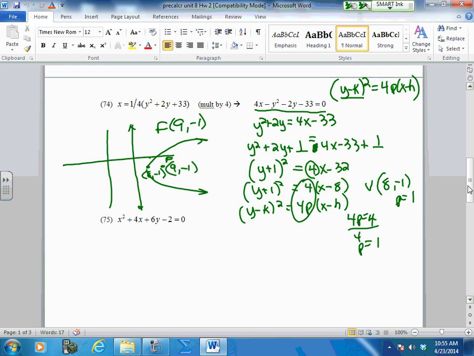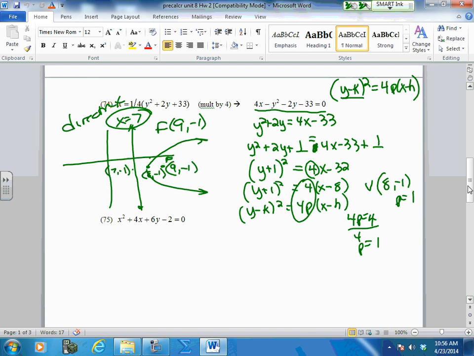Now, I got to move 1 to the left. 7. So even if you did this, 7, negative 1. Now this guy is an x equal. What's this x value? 7. This is my directrix. The directrix is a line.